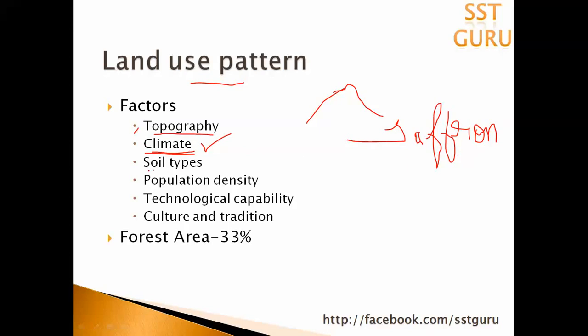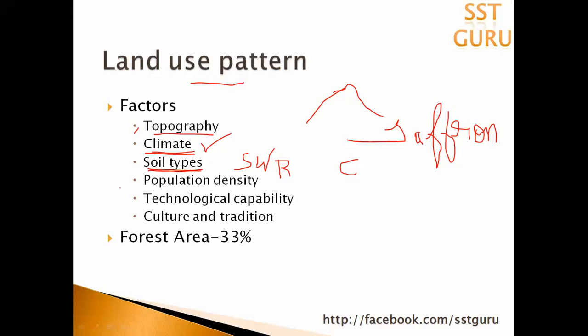Now coming on to the soil types. Each type of crop suits different soils. In an alluvial soil you can grow a good amount of sugarcane, wheat and rice. Sugarcane, wheat, rice, SWR, is what you can grow in alluvial soil, but in black soil the best crop which you can grow is cotton. So the soil types completely affect how you use the land.